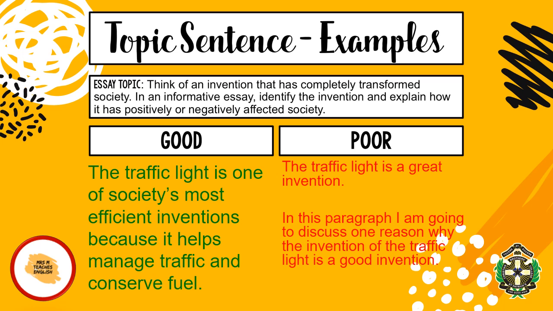A poor topic sentence would read, "The traffic light is a great invention." Another example of a poor topic sentence is, "In this paragraph, I'm going to discuss one reason why the invention of the traffic light is a good invention." You can just hear that that's not good writing. A good topic sentence on this topic is, "The traffic light is one of society's most efficient inventions because it helps manage traffic and conserve fuel." There's far more meat to that. You have an idea as a reader of the direction in which this essay is going to go. You see the difference? The same principles apply to literature essays.